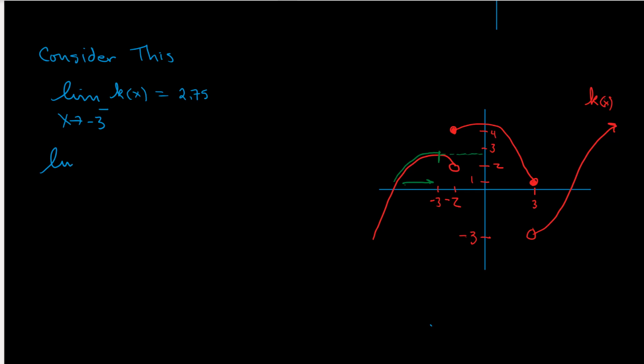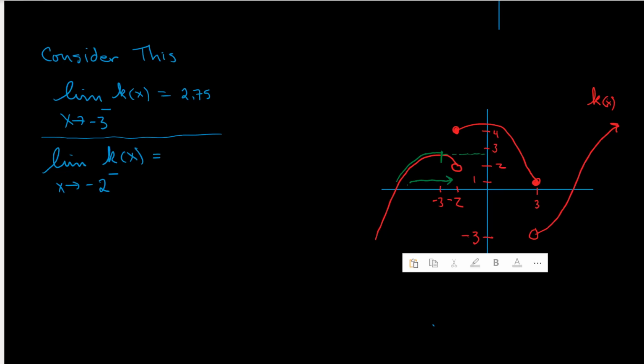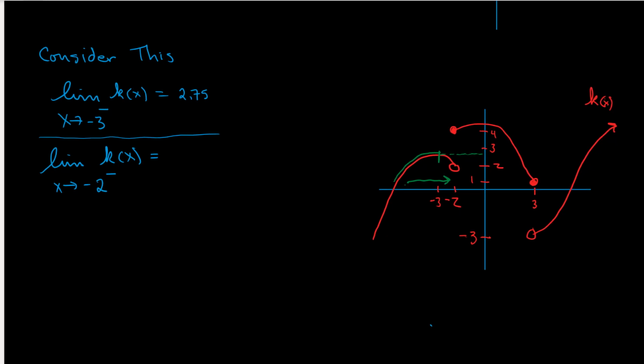If we do the limit of k of x as x approaches -2 from the left-hand side, what's this going to look like? Well, in this case, we're approaching -2 from the left-hand side. If we approach from the negative side, it looks like we're headed to that point right there. It looks like we're headed to a y value of +2.